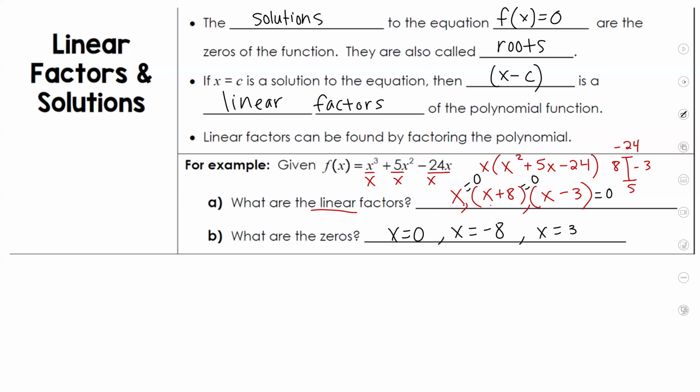So what this sentence up here was saying is that if this is your answer, so for example we got x equals 3, then this is the linear factor that it goes with. Notice it's the opposite. You have a positive c, and here it's a negative c. You see how these are the opposites? That's all that sentence is saying.